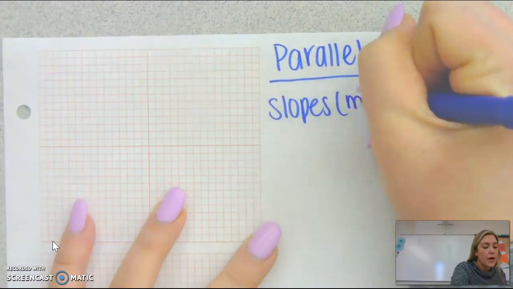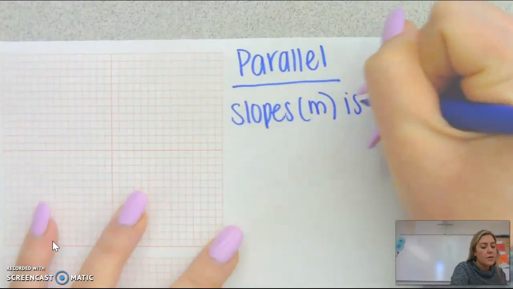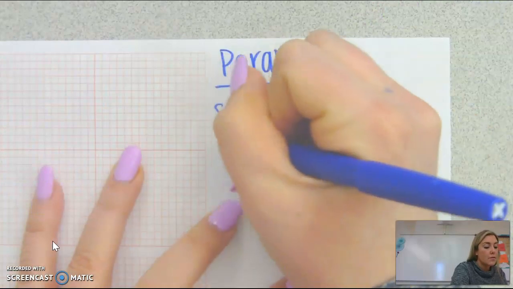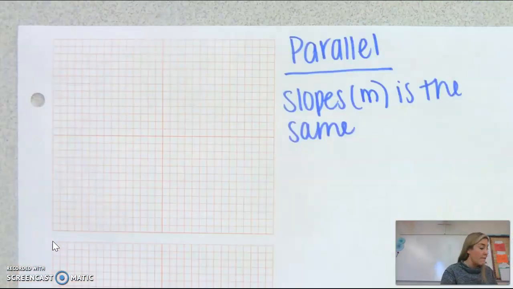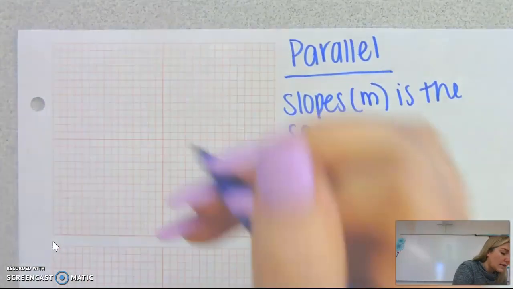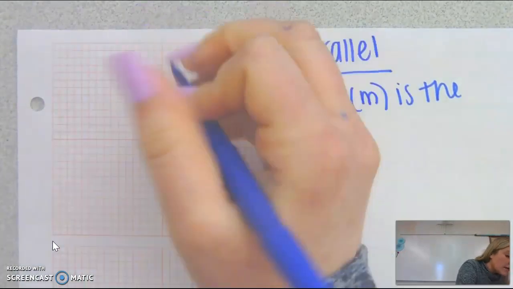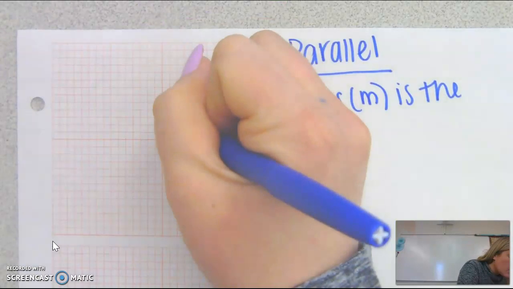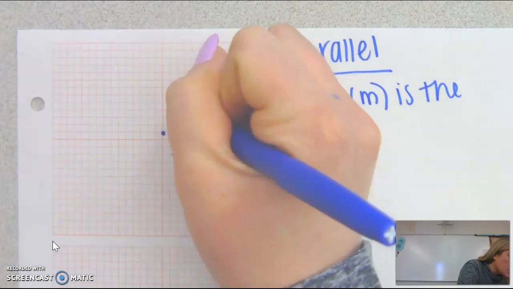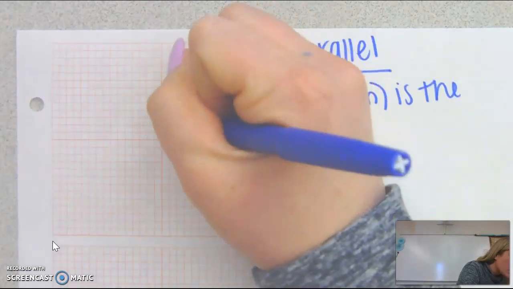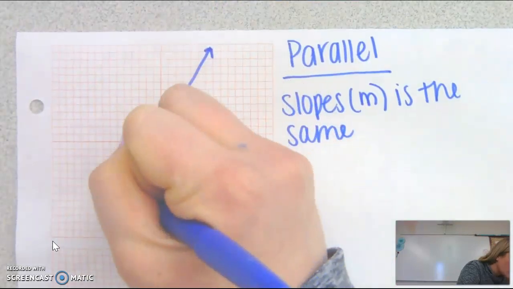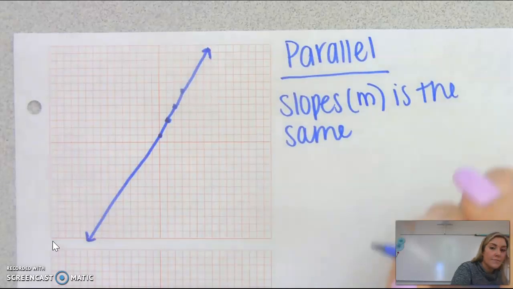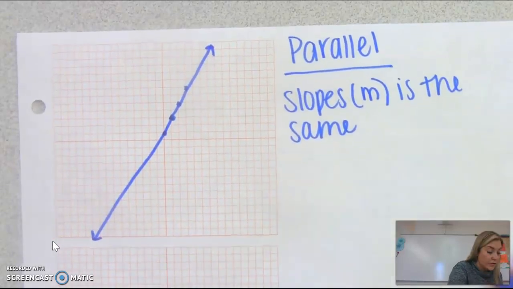So your slope m is the same. If you look at it on a graph, you would see a line like, I could start here and go up 2 over 1, up 2 over 1, up 2 over 1. And if I drew in this line, it would look like that, except a little straighter, you know me.